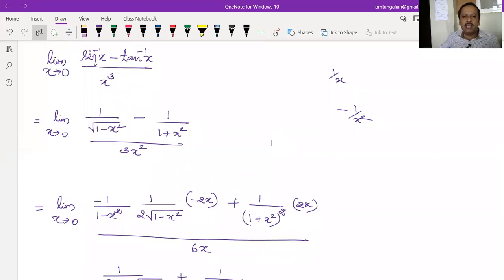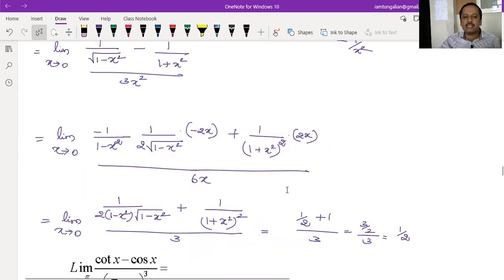So minus 1 by square root of 1 minus x square, that will give you 1 minus x square into the derivative of root 1 minus x square. Derivative of root 1 minus x square is 1 by 2 root 1 minus x square into the derivative of 1 minus x square, which is minus 2x. Minus, now we have 1 by 1 plus x square, whose derivative is minus 1 by 1 plus x square whole square into the derivative of x square, which is 2x. Minus is already there, minus into that, minus has become plus.